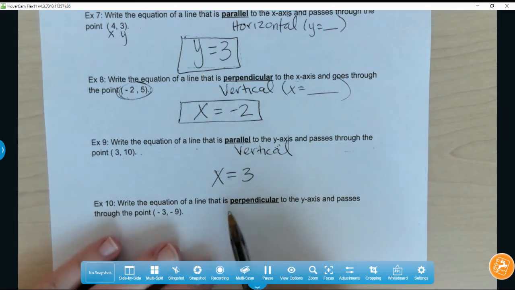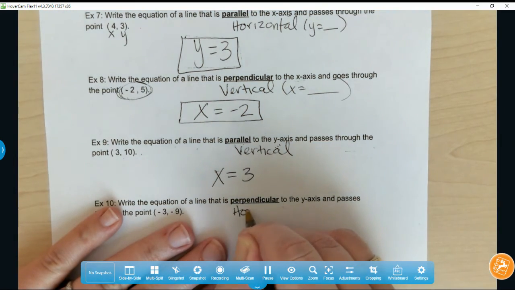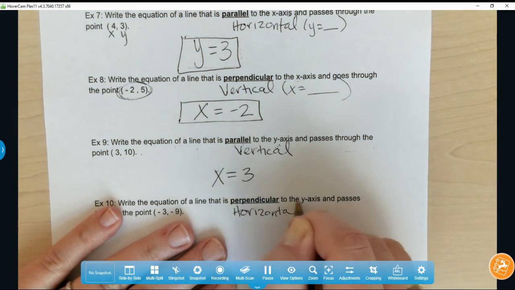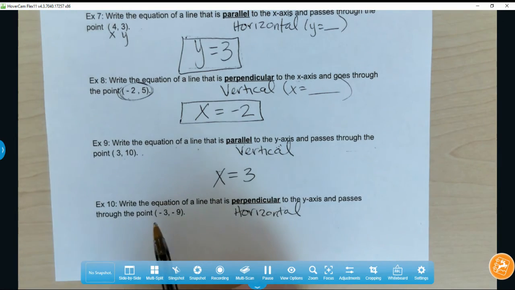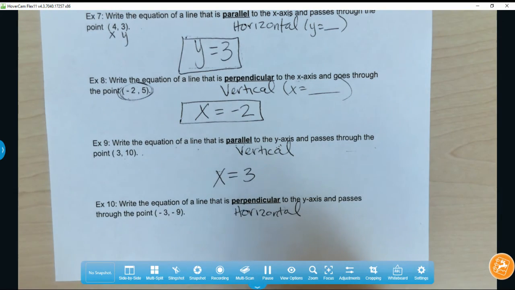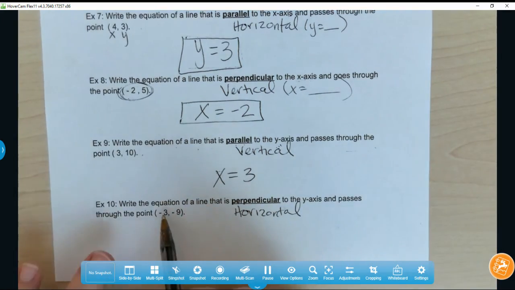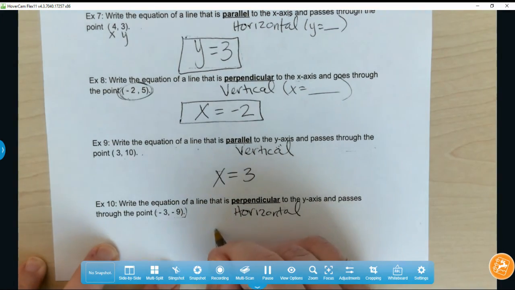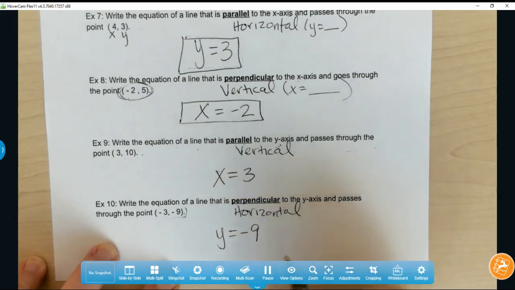Last one, perpendicular to the y-axis, so that's going to be a horizontal line, and it passes through the point (-3, -9). I know my horizontal lines have to be y equals. If it has to pass through this point, I know this line would have to be y equals -9.